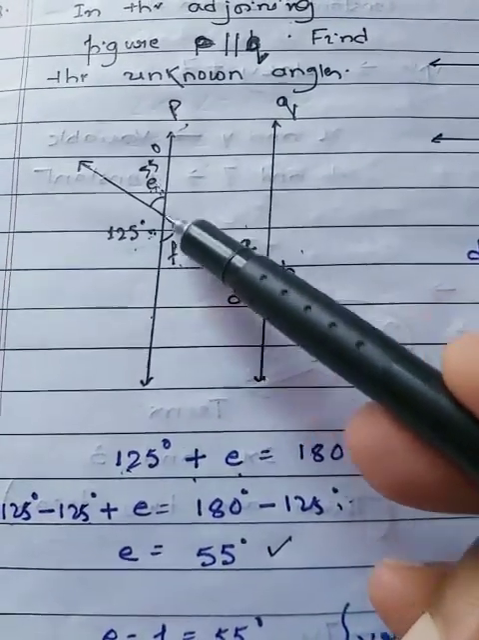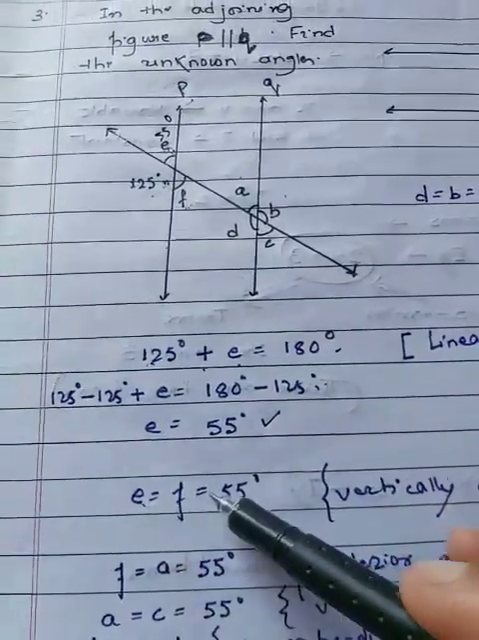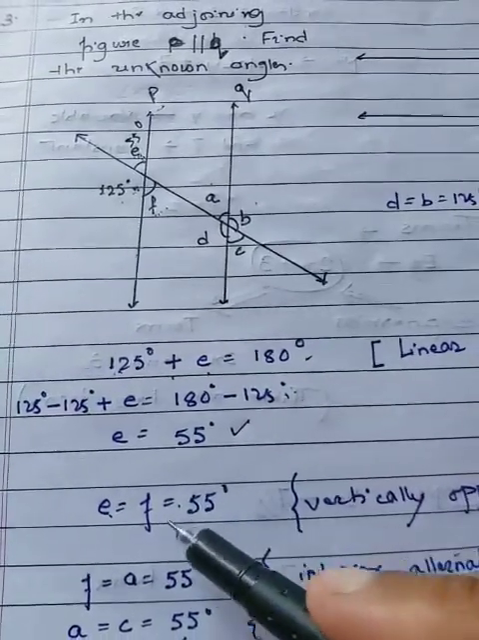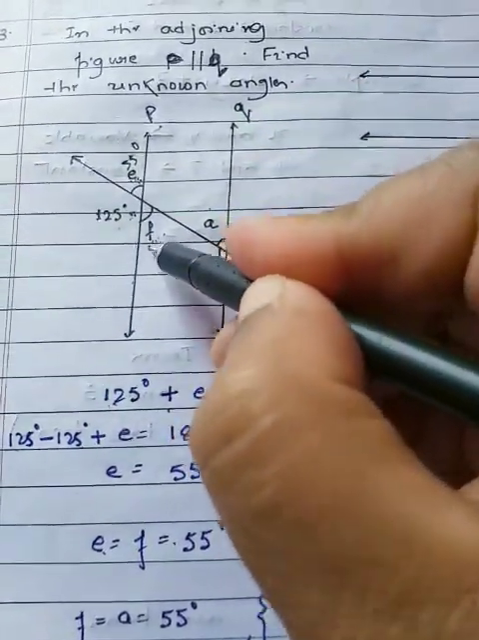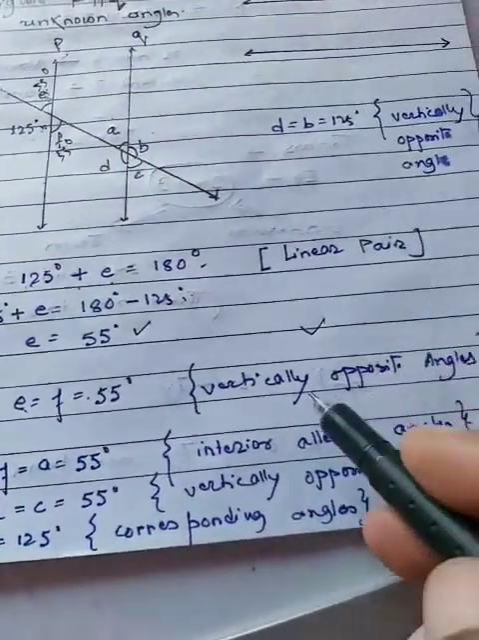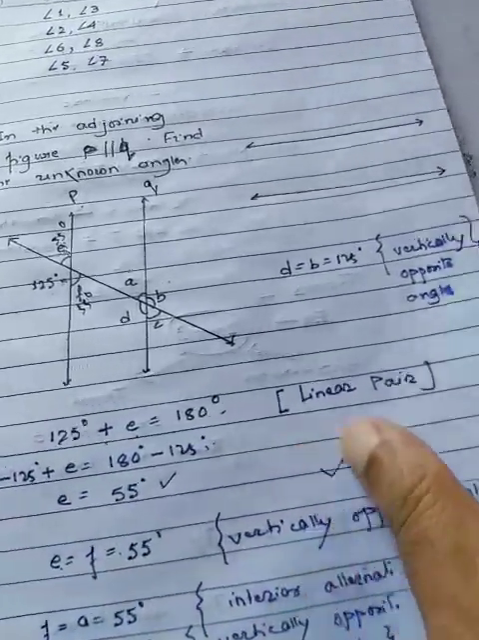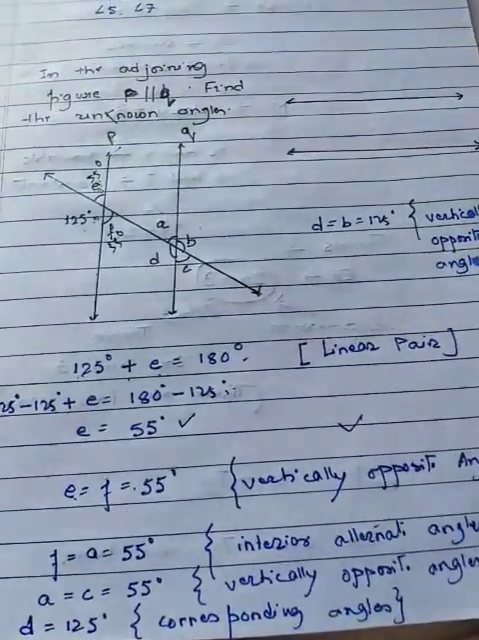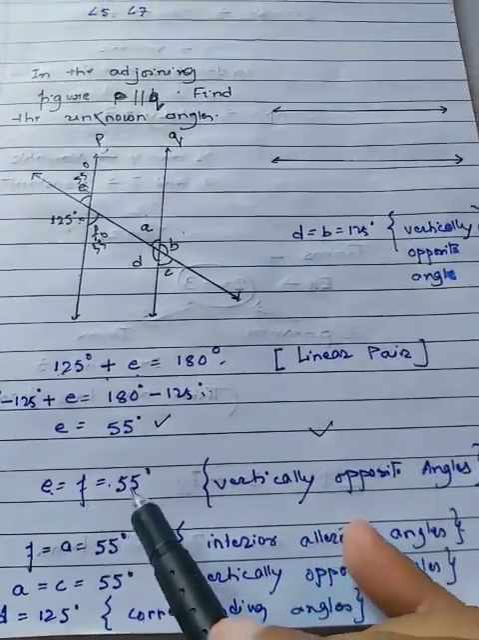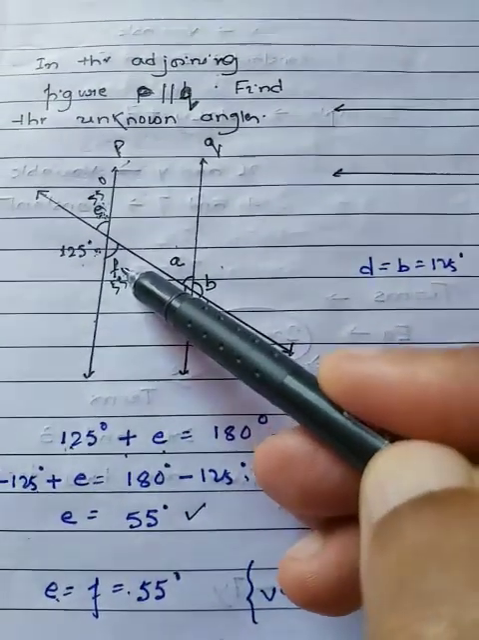Now how are E and F related to each other? They are vertically opposite angles, isn't it? I have written E equals F, and the value of E was 55 degrees, so the value of F would also be 55 degrees. And why have I said these two angles are equal? You have to give the reason. Reason is extremely important. You cannot just say that E equals F, you must also give the reason. If you are not giving the reason, then marks will be deducted and you will not get full marks. So E equals F equals 55 degrees. Now we know the value of F also.